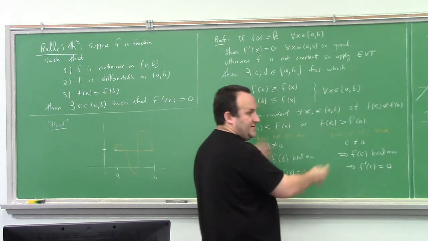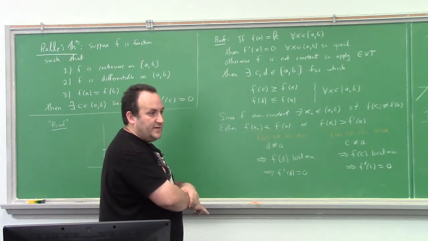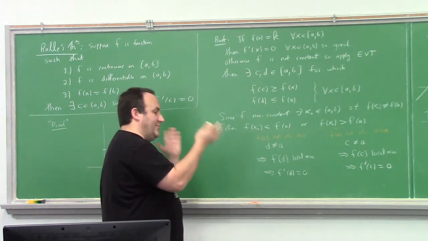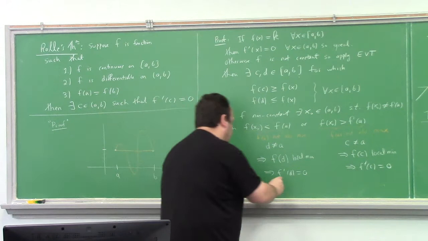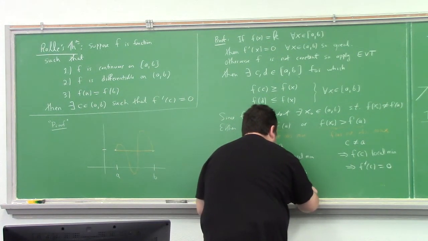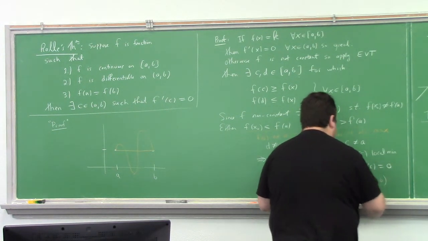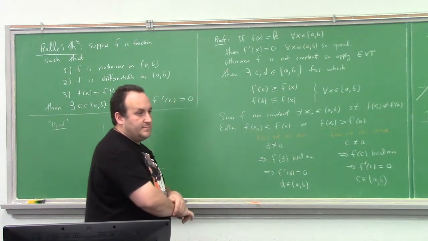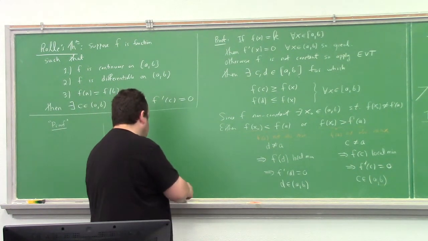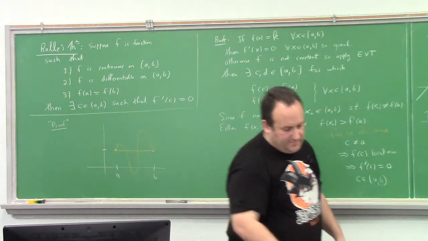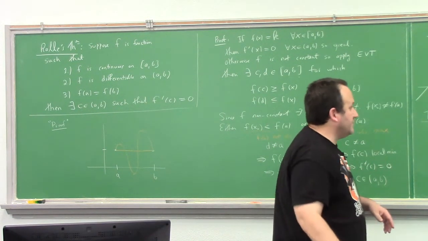But that exhausts the cases, because either it's less than or greater than f of x naught. In all possible cases, we see that there exists a point in the open interval, right? So here D is an element of (A, B), and C is an element of (A, B). So there you go. That's Rolle's theorem. So it follows essentially fairly quickly from the extreme value theorem.